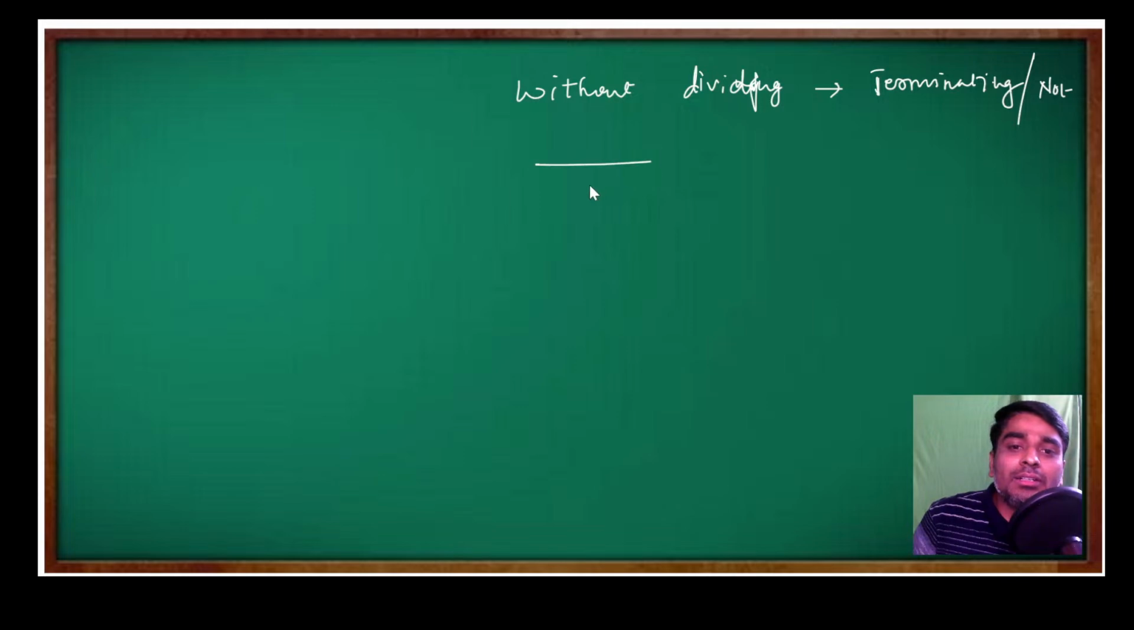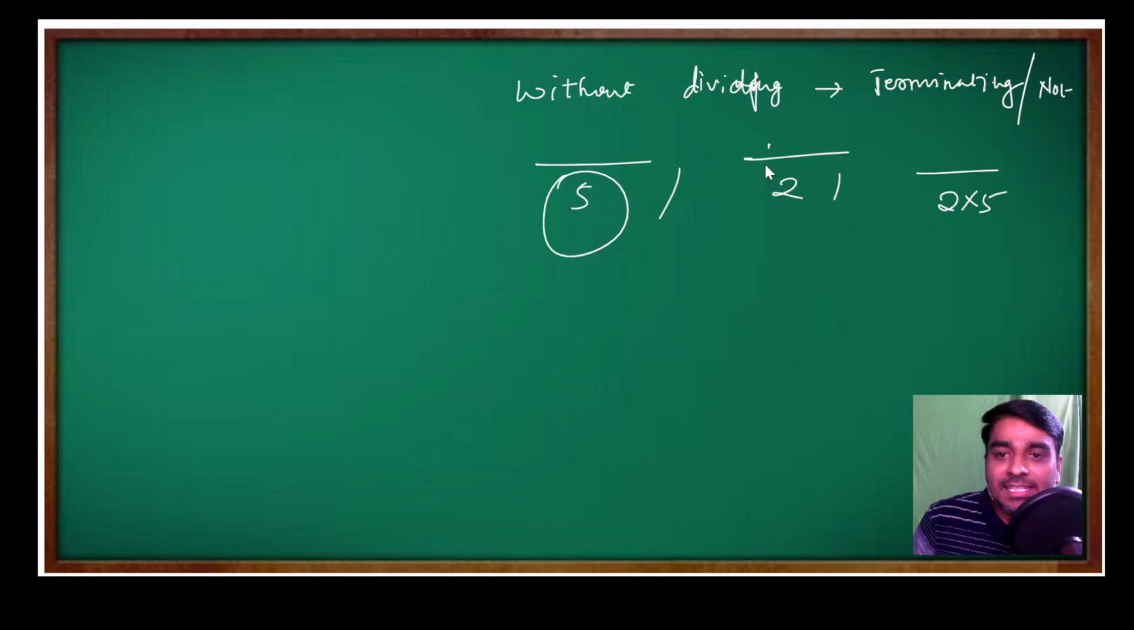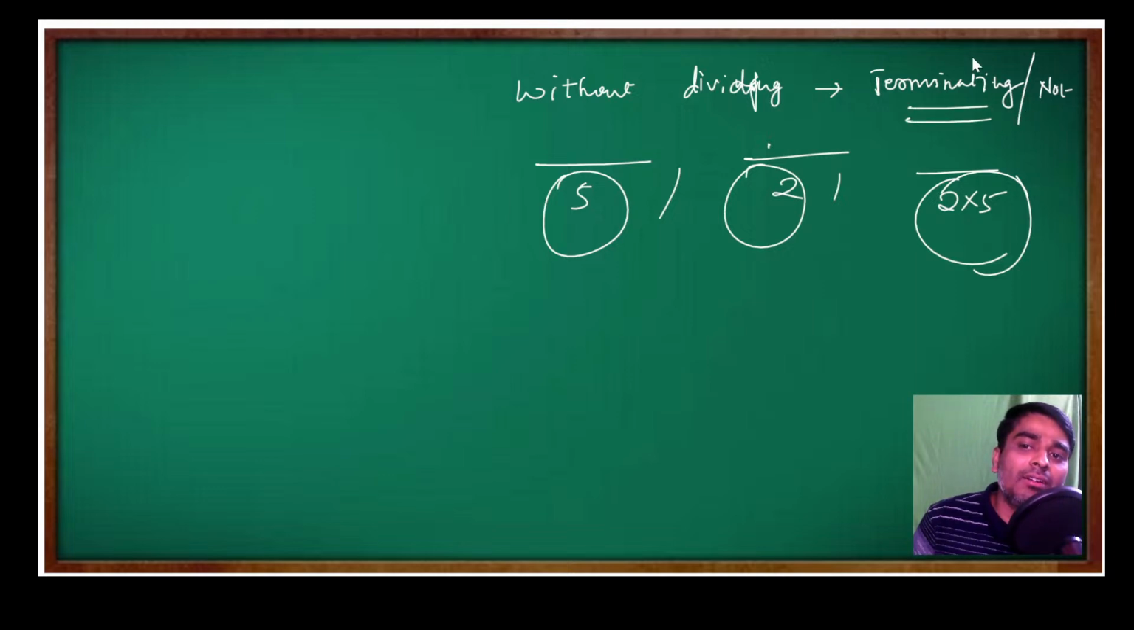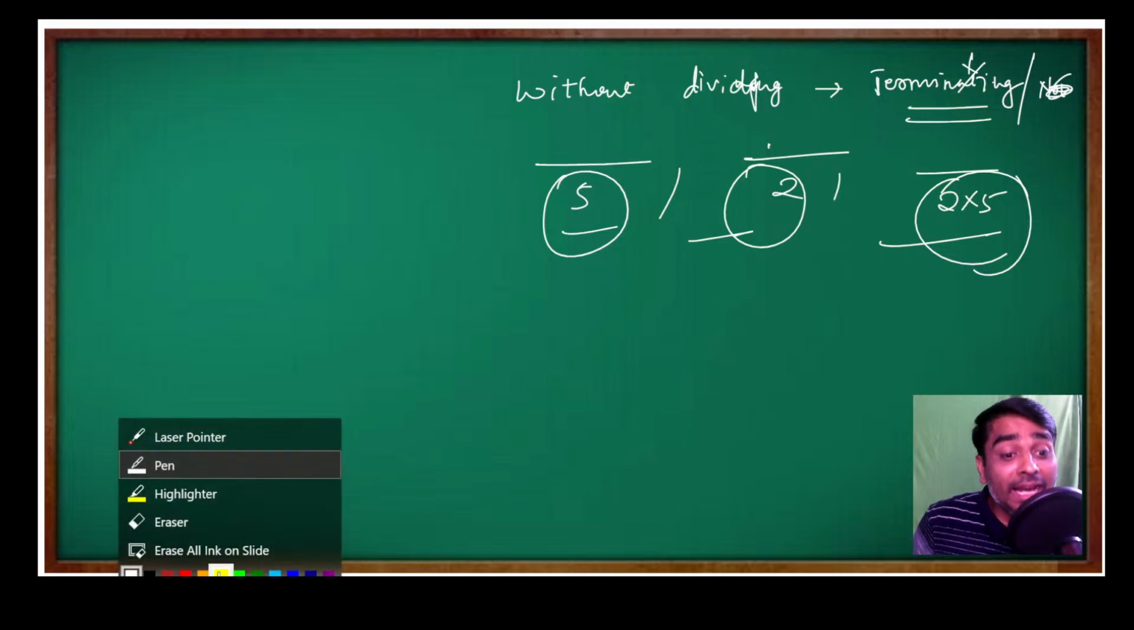That time the number should have only 5 or only 2 or a combination of 2 and 5. If you have anything like this in the denominator, then there is no need to divide. You can directly say it is terminating. These are all terminating. If anything else, then you have to divide and see whether it terminates or not. But if you have these 3 combinations, then directly you can say it terminates.